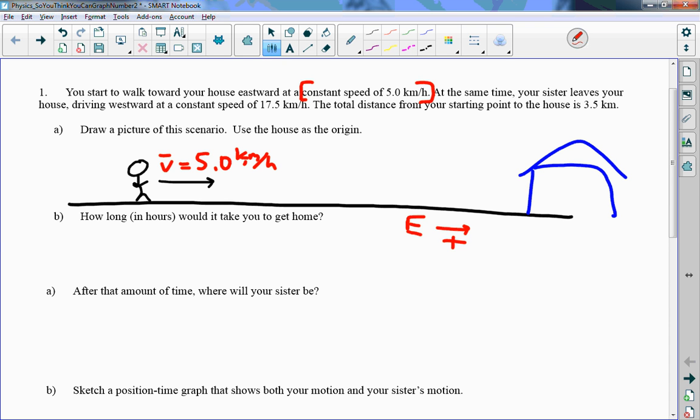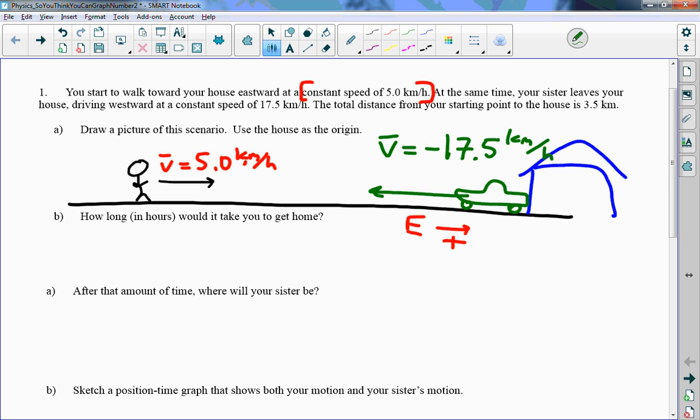And then your sister's driving. She is going to get in her car and drive westward. They give you the direction and her speed, but since she's driving westward, that is the negative direction. It's really important to put the negative sign in front of that speed, because speed is always positive, it is a scalar, but when I write the velocity down, I need to include the sign, and in this case that is a negative number.